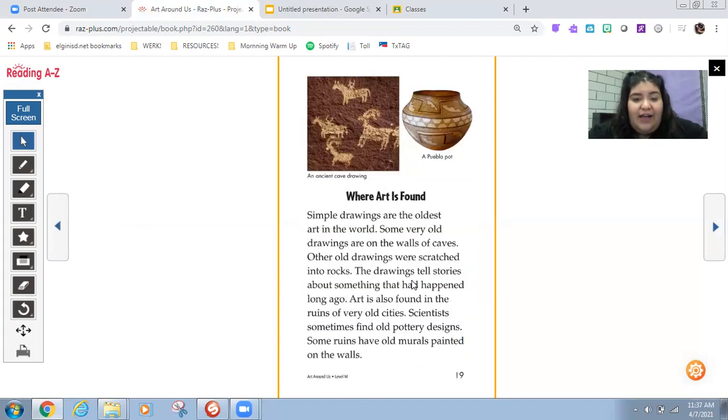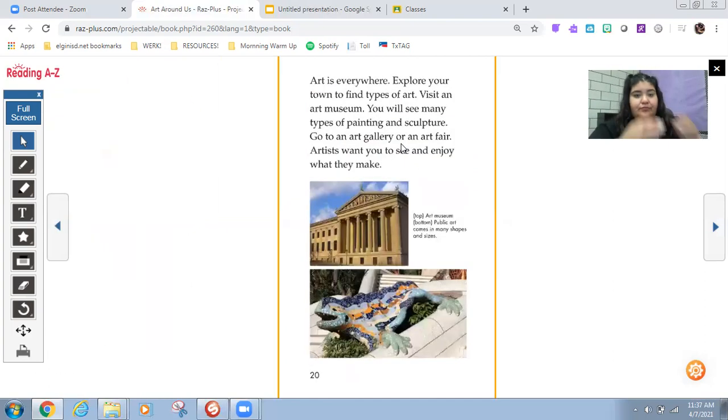Where art is found. Simple drawings are the oldest art in the world. Some very old drawings are on the walls of caves. Other old drawings were scratched onto rocks. The drawings tell stories about something that happened a long time ago. Art is also found in the ruins of very old cities. Scientists sometimes find old pottery designs. Some ruins have old murals painted on the walls. So here we have an ancient cave drawing and a Pueblo pot.